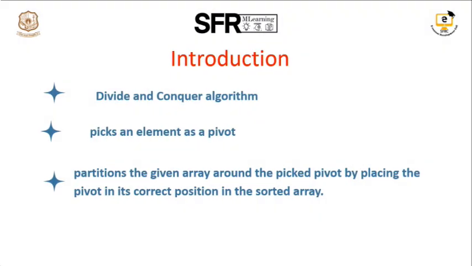So, first one, what is Quick Sort? Quick Sort is a sorting algorithm that is based on the divide and conquer algorithm, and it picks an element as pivot and partitions the given array around the picked pivot by placing the pivot in its correct position in the sorted array.